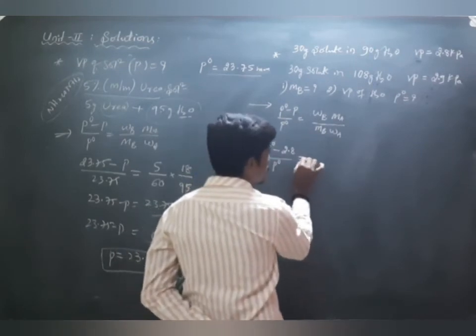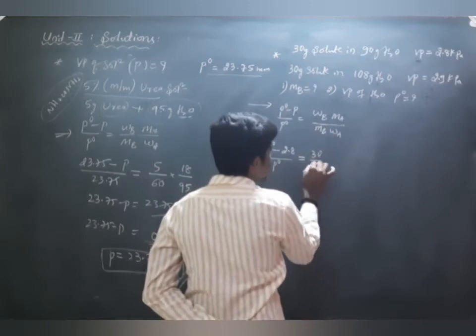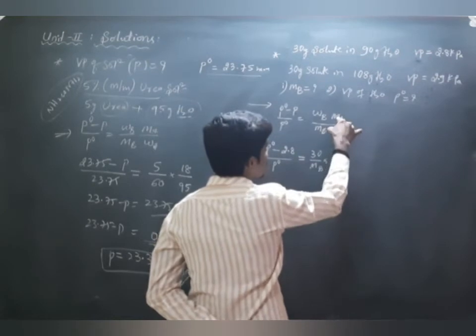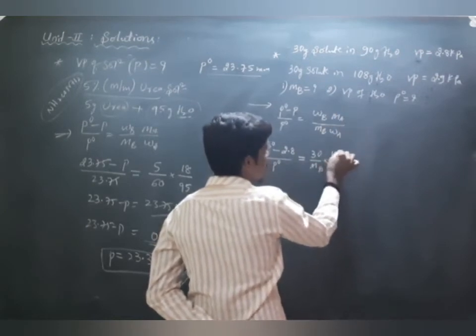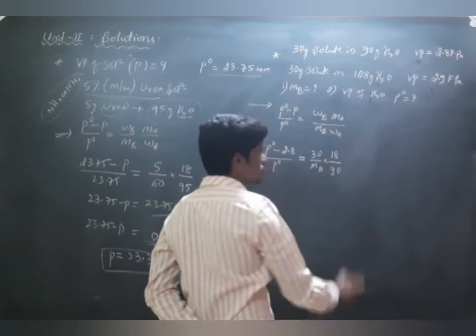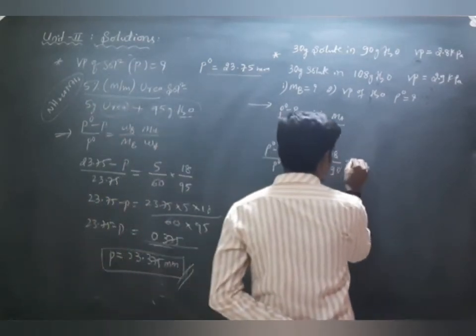That is equal to WB, weight of solute, that is 30, divided by MB, into MA, molar mass of solvent, which is 18 gram, divided by 90. Right? This is the first case. This is called equation number 1, the first equation.